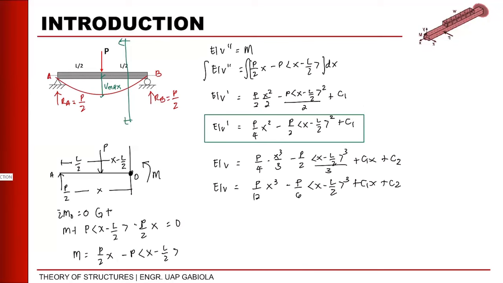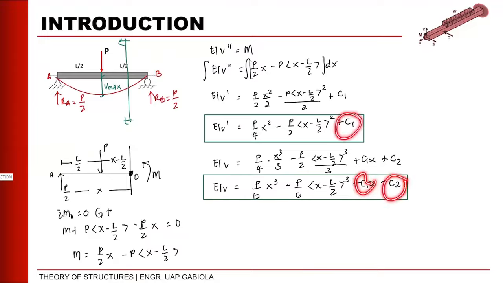And this will be our deflection equation. Okay? Ayan. So once meron na tayo niyan, we cannot use yung equation muna as is, no? We need to solve muna what will be the value of our C1 and C2, yung arbitrary constants natin. And we can get those values using yung tinatawag nating boundary conditions. Okay?